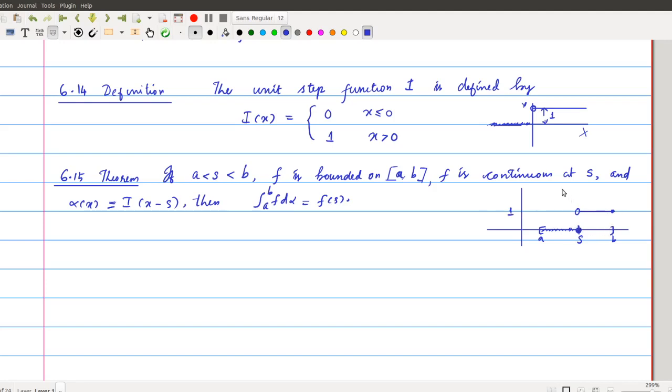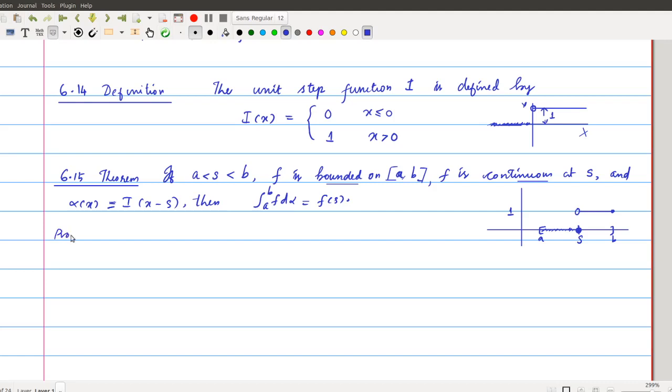Okay, if this is the case, then, since alpha is a monotonically increasing function, the integral over [a, b] of f d alpha will be f of s. So the only required conditions are that f should be bounded and f is continuous at s. So we consider alpha of x, and we can prove that this integral is f of s. We prove this by starting with a partition.